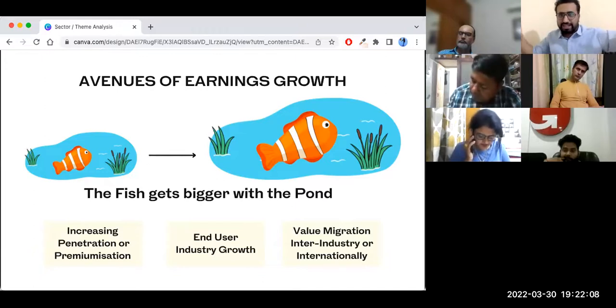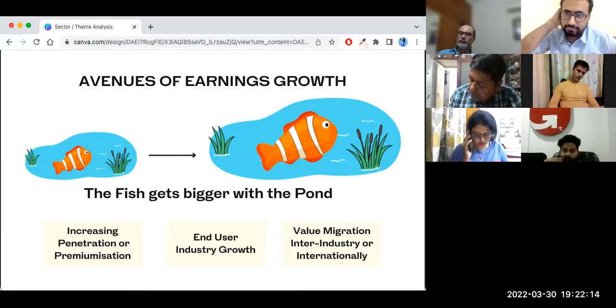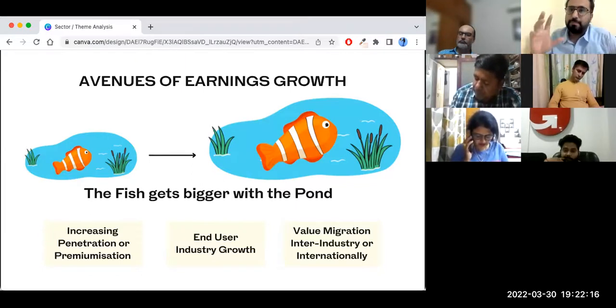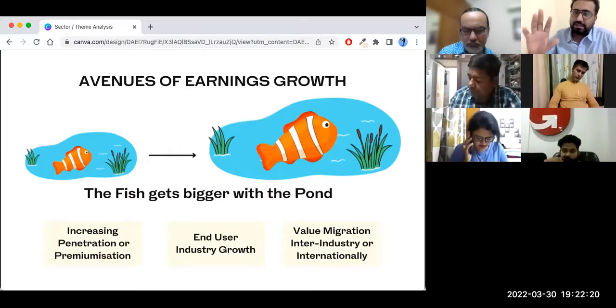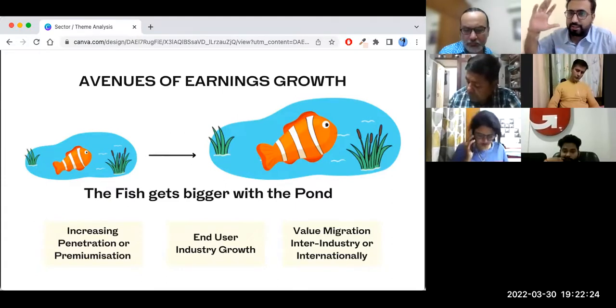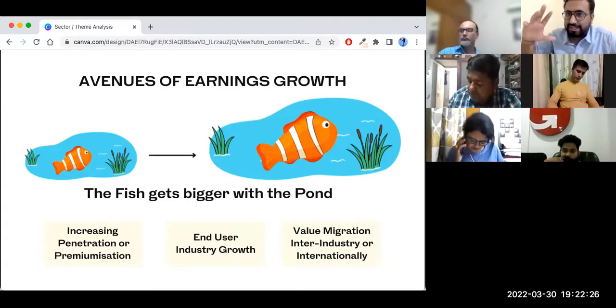Right? Pond getting bigger, fish getting bigger with the pond. All right. Company is maintaining the market share, right? Maintaining market share. Vineet says, give example. I'm going to give examples. All right. Maintaining market share, but the sector becoming bigger, company becoming bigger, right?